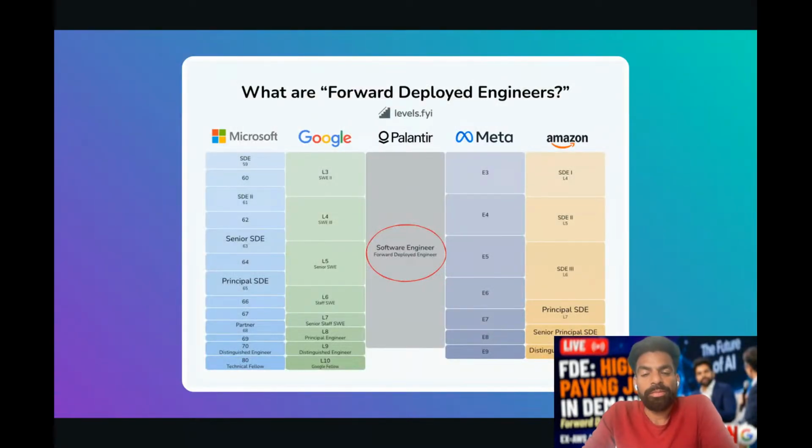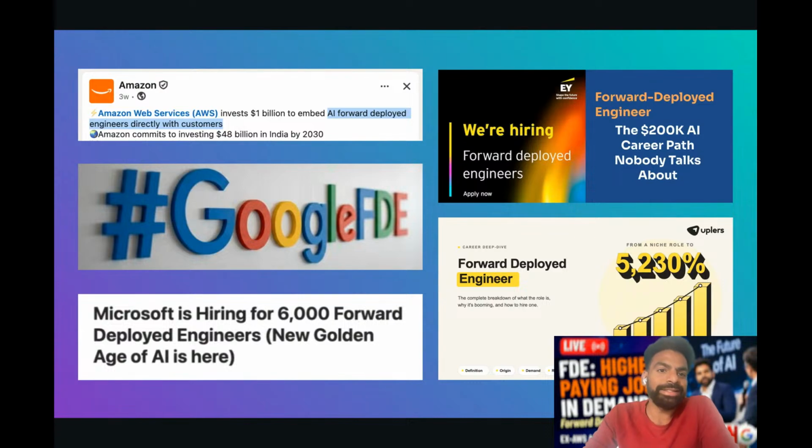This is another example of how forward deployment engineers were spotted early by Palantir, while all the other companies were still hiring on levels and other stuff. And then soon, when they realized, this is recent news, just 3 weeks ago from the day I'm talking right now, Amazon, my company, is investing $1 billion for AI forward deployment engineers. Google has created their hashtag Google FDE. Microsoft is hiring 6,000 FD employees, and it's called the new golden age for AI.